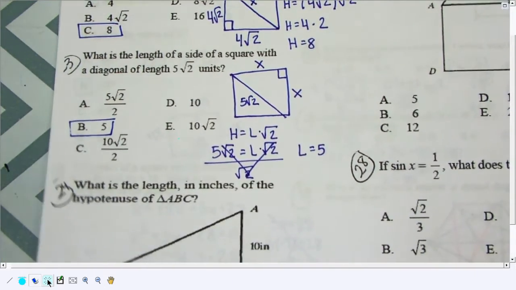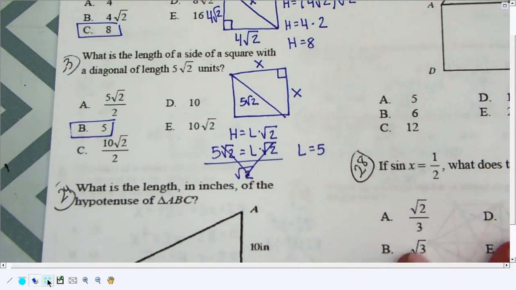Again, you could use Pythagorean theorem if you wanted to. I would recommend special right triangles because they just make life easier.